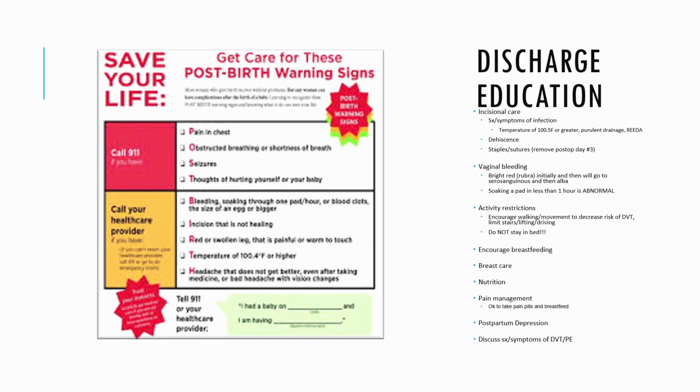So redness, warmth, swelling in the back of the leg or the arm. The PE would be shortness of breath, change in her LOC, tachypnea, all sorts of things like that would be signs of a PE.